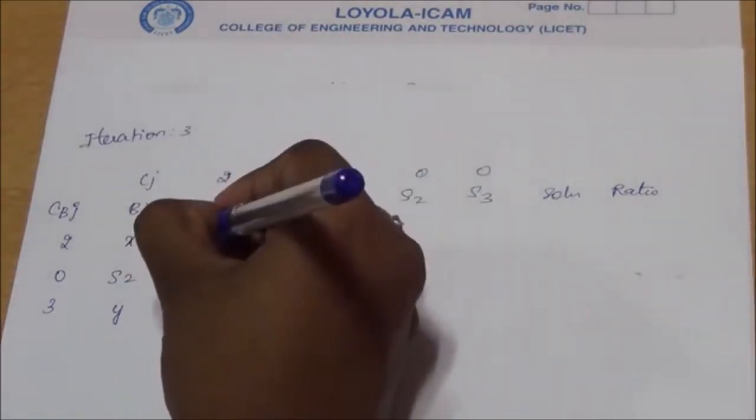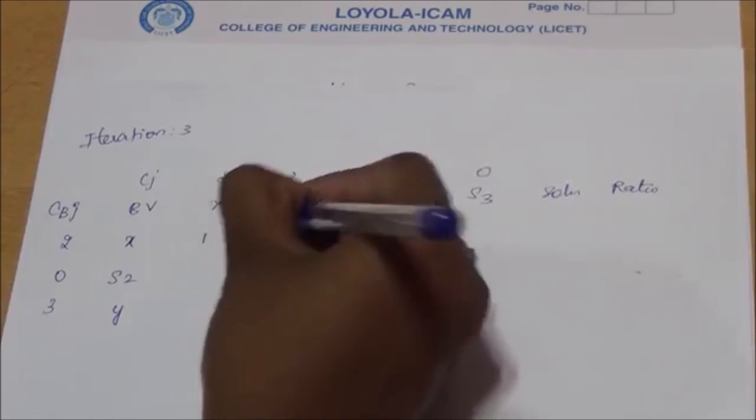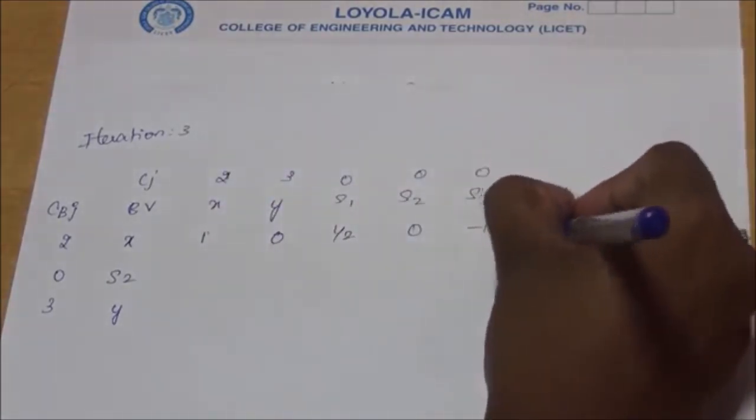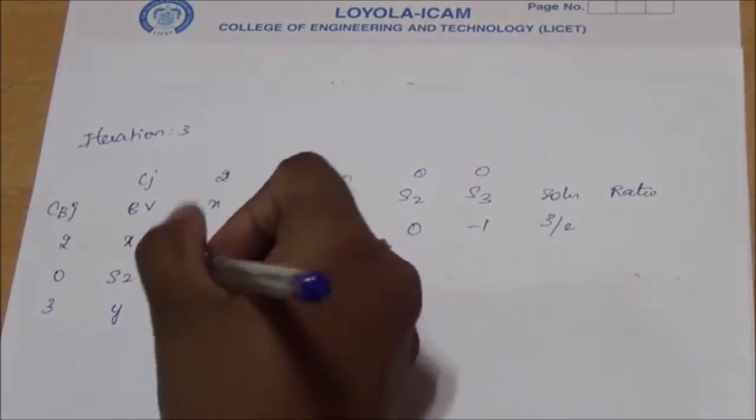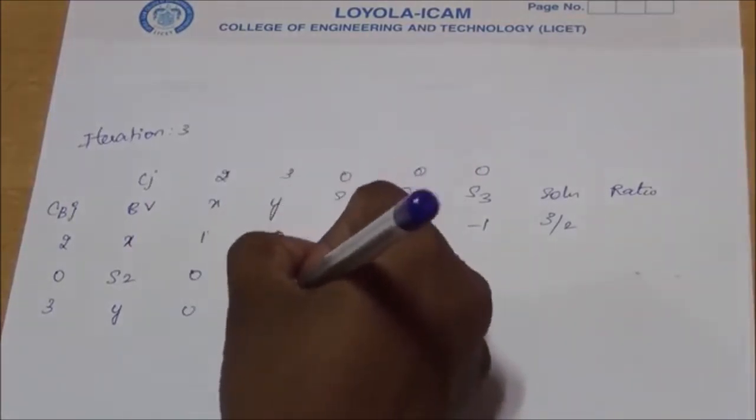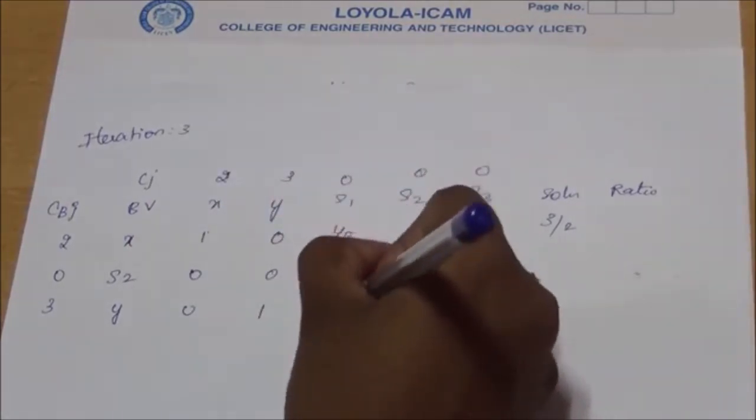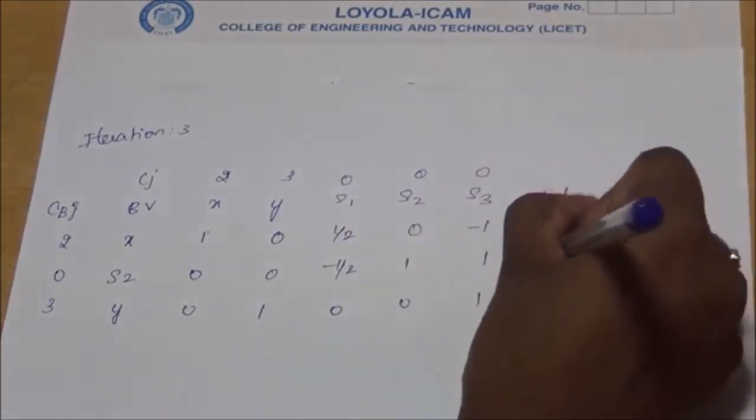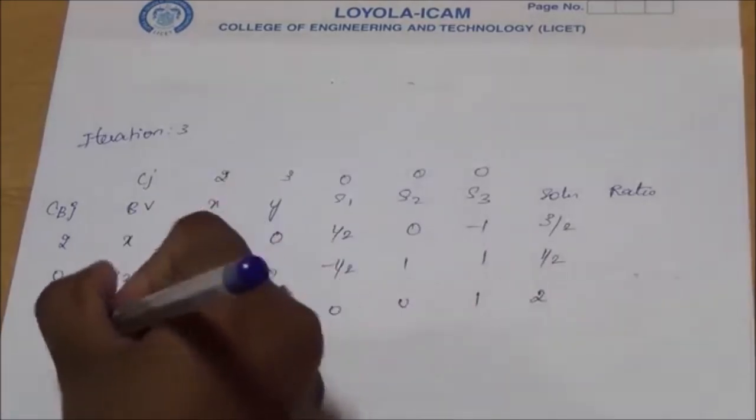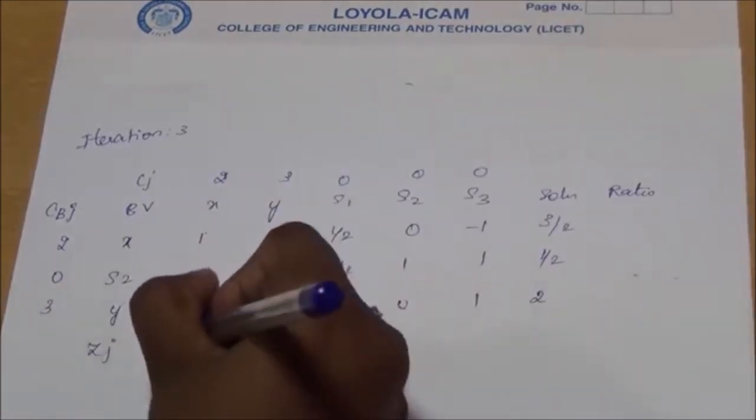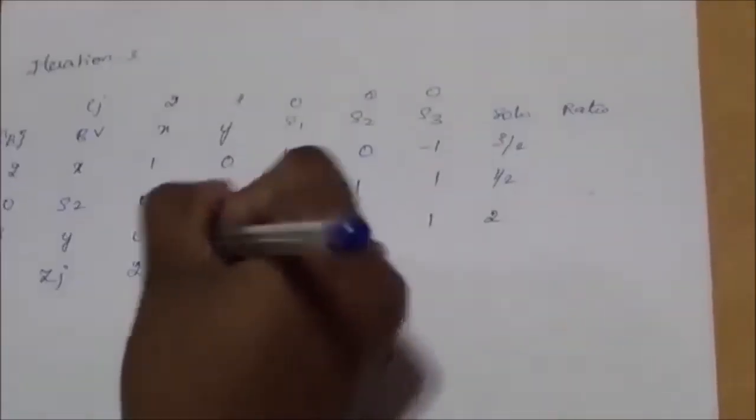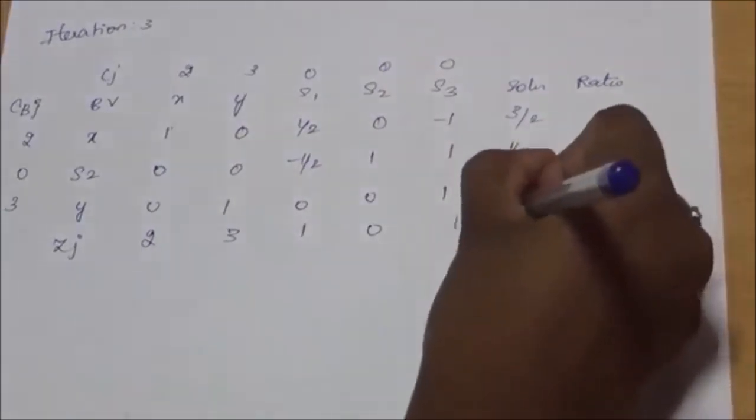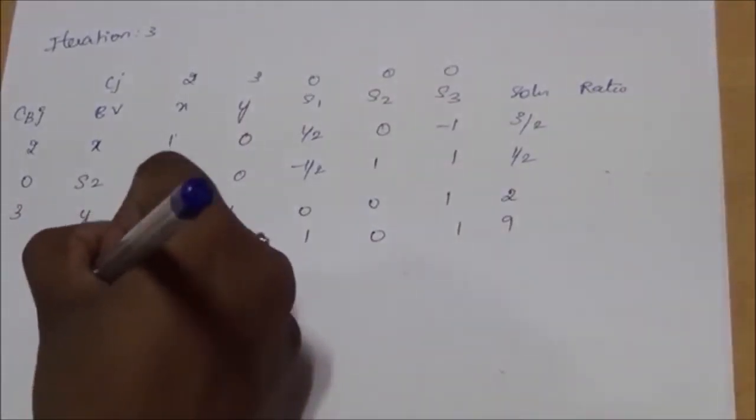The same process will be followed here also. So the final values will be... again we have to find Zj. It will be 2, 3, 1, 0, 1, 9. Again we have to find Cj minus Zj.